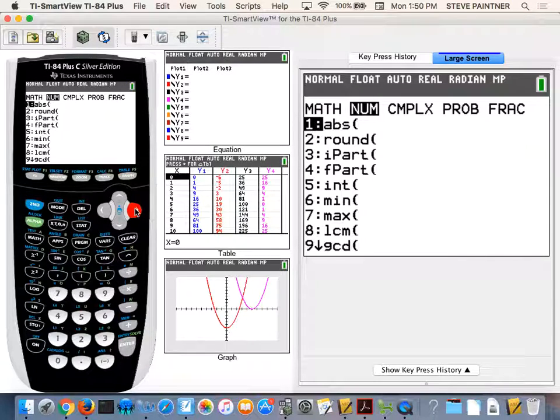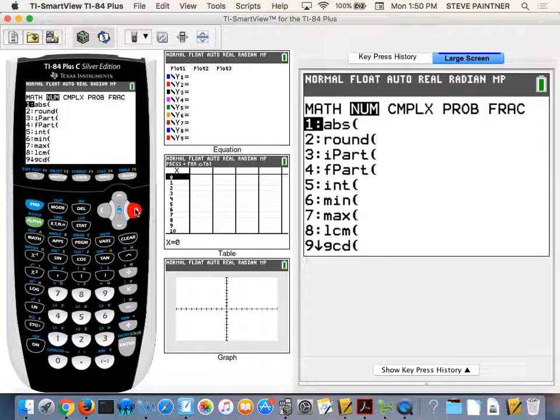Okay, what does this column have? Absolute value, rounding functions, partial functions. I'll teach you those later. These are minimums, maximums, lowest common multiple, greatest common denominator. It has tons of stuff. But we want which one? ABS is what? Absolute value.